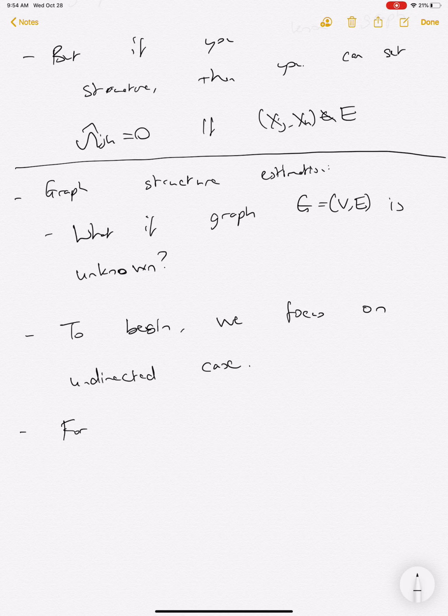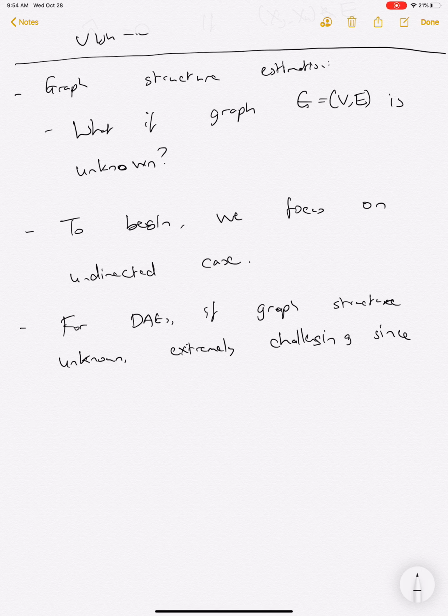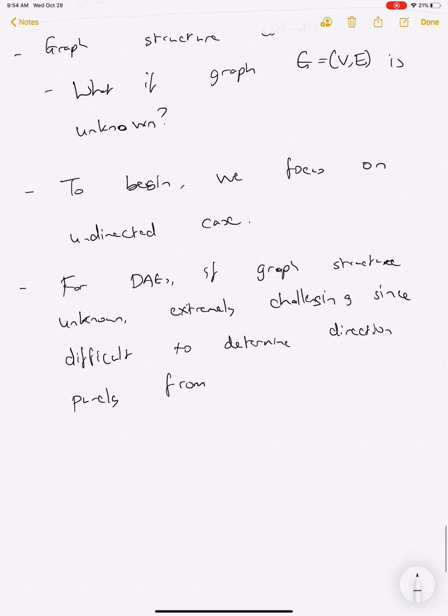So for DAGs, if the graph structure is unknown, it's extremely challenging, since it's difficult to determine direction purely from observational data.